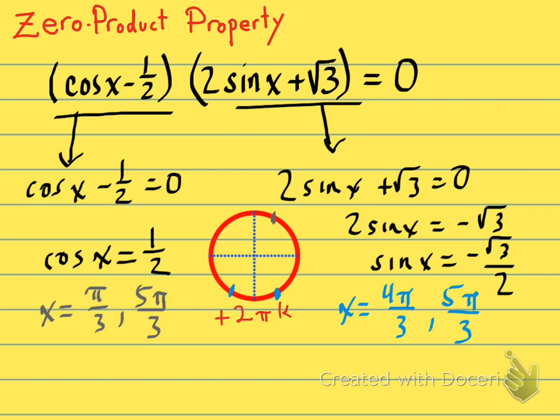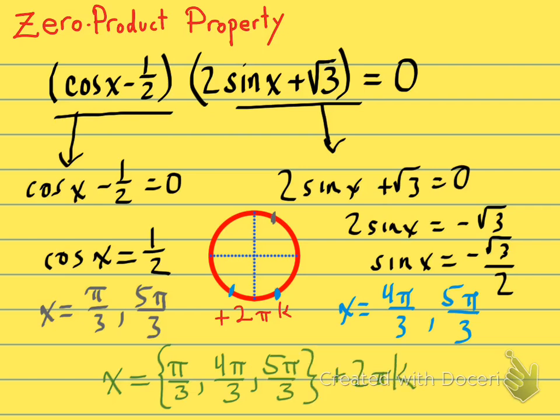Let's not forget to add the 2 pi k, and here's my little handy way of doing that. I put the three solutions in a set of braces and add the 2 pi k on the outside, and that covers everything, folks. It's the set of those three numbers, pi over 3, 4 pi over 3, and 5 pi over 3, plus 2 pi k. There's all the solutions possible.